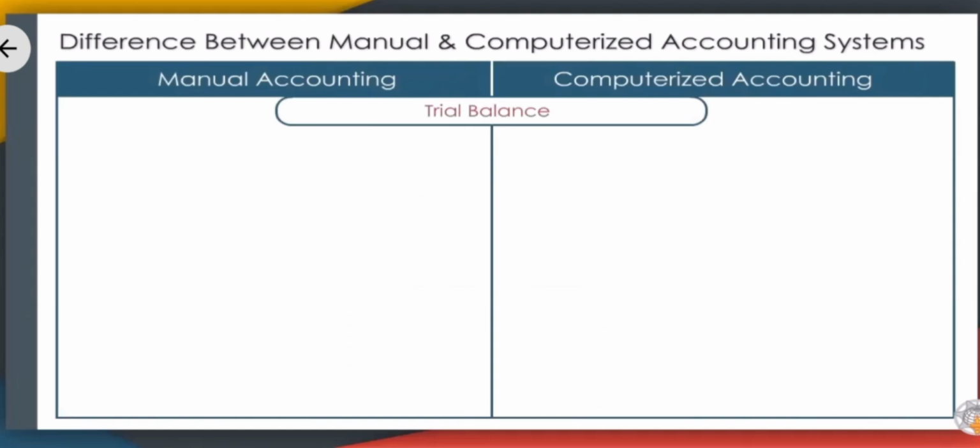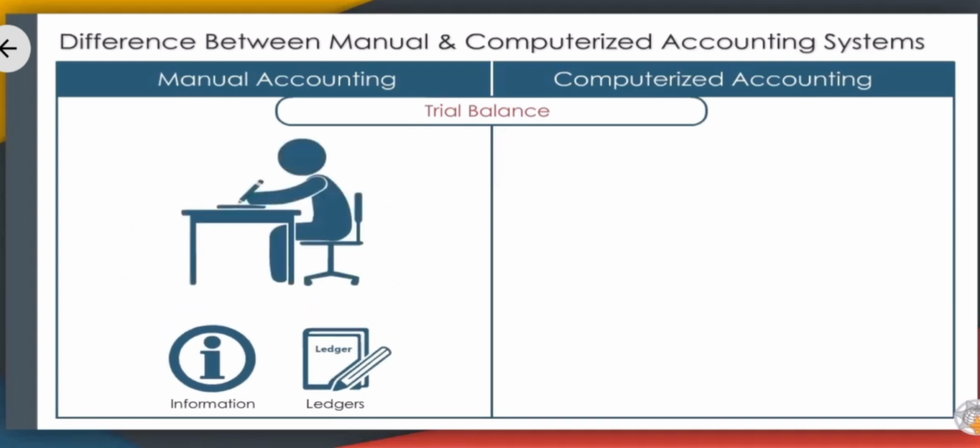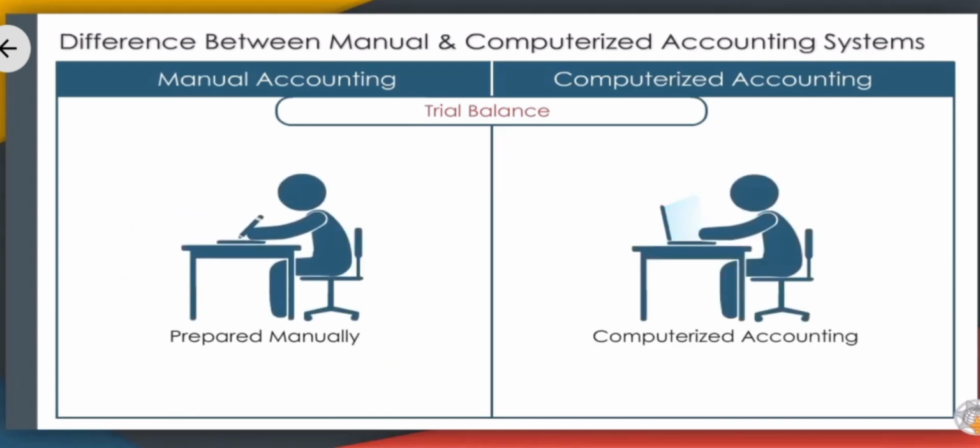Trial balance. The information regarding the balances of all accounts in the ledger is collected and the trial balance is prepared manually. A computerized accounting system prepares the trial balance automatically without requiring any manual efforts.